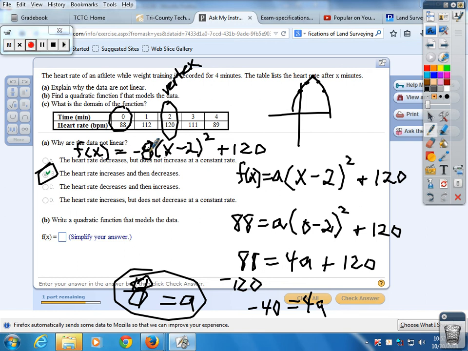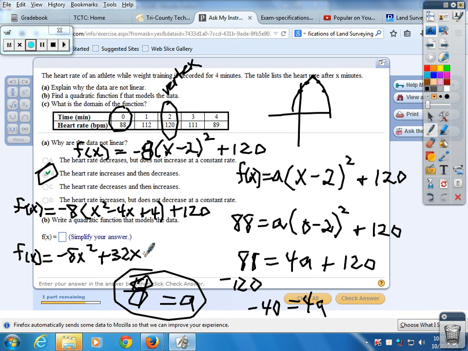And that's going to be f of x is equal to negative 8 times x squared minus 4x plus 4 plus 120. And f of x is equal to negative 8x squared plus 32x minus 32 plus 120. And that's going to be f of x is equal to negative 8x squared plus 32x. And what's negative 32 plus 120? I have no idea. 88? Yep. Plus 88.